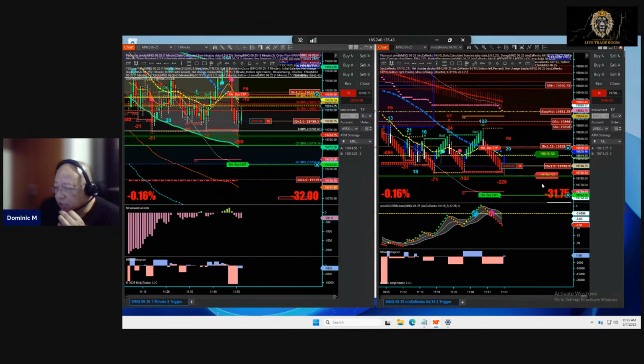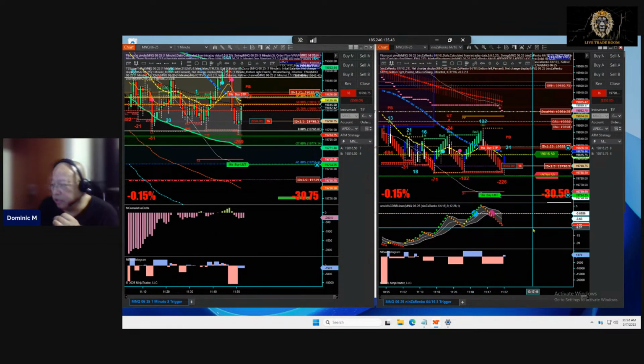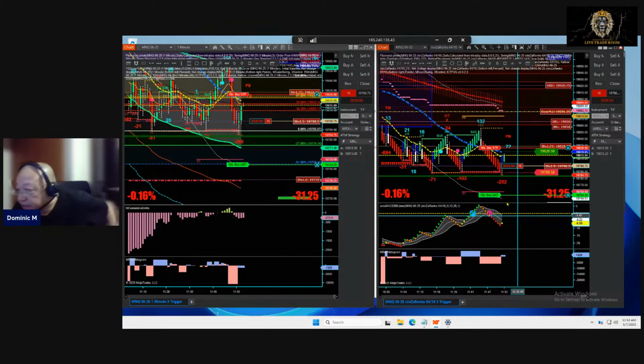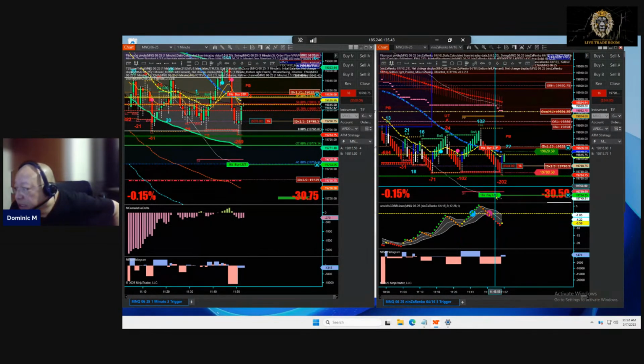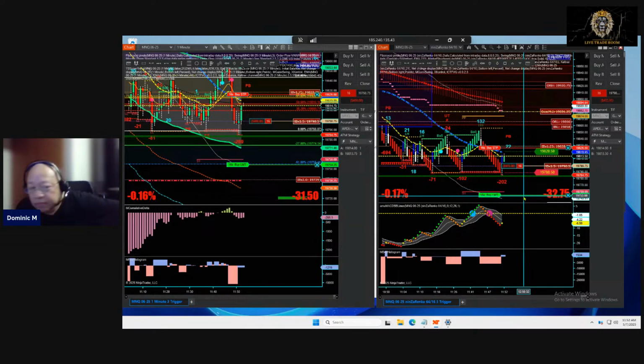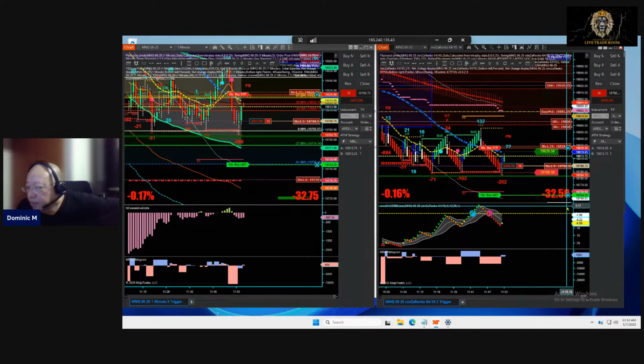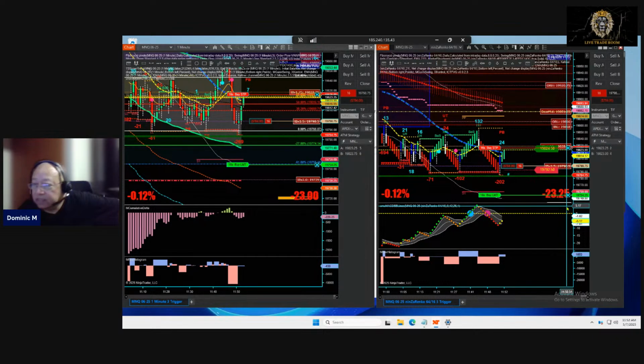So again, they broke that structure right here, right? And then they decided to come back up. And this is basically a fair value. I don't know if this is a fair value. Yeah, it is. Very small one, but look at that. It's still powerful to bring that up. Wow. It's going to test that.